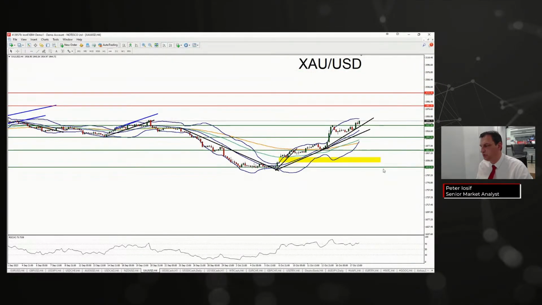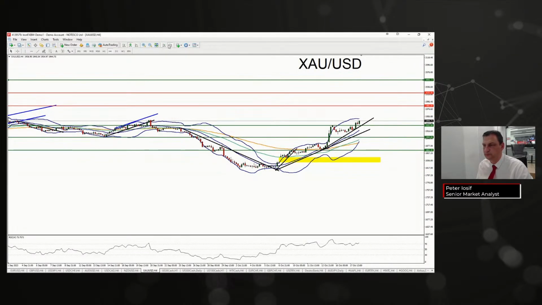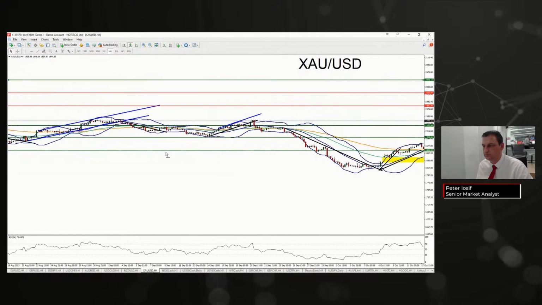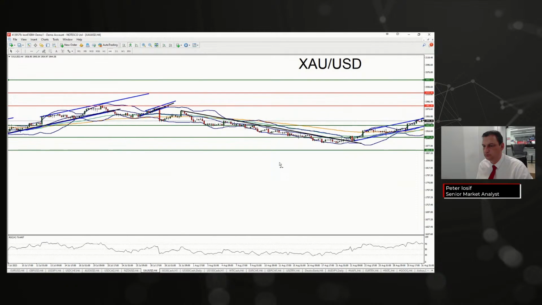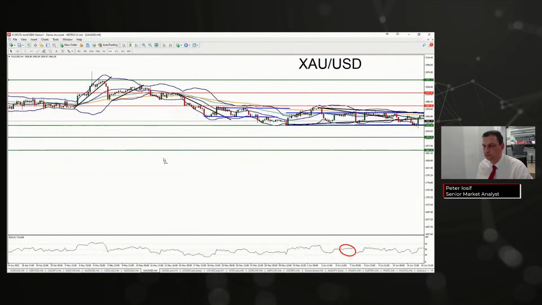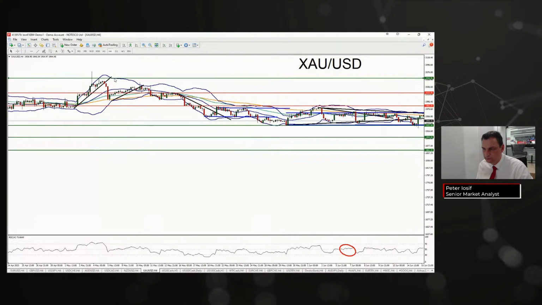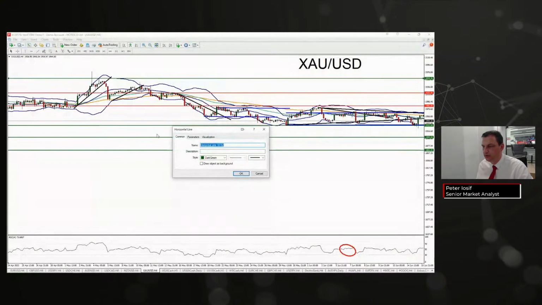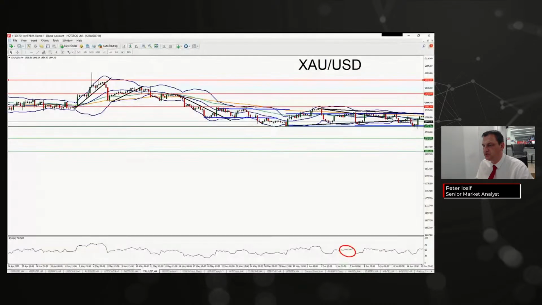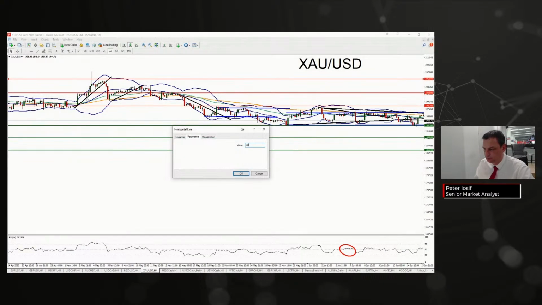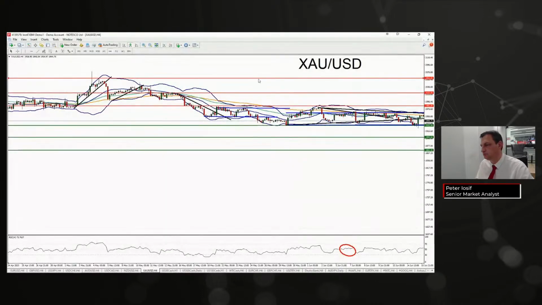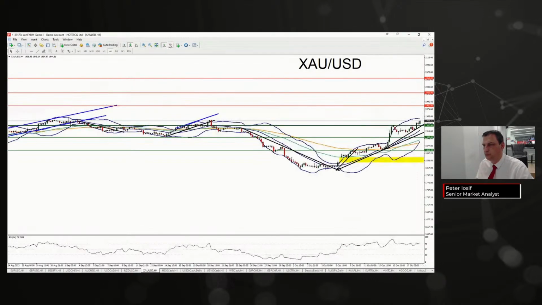Let's go hunting for a new ultimate resistance line. We're marking this peak here, and that would be in red the 2058, 2060. Readjusting.